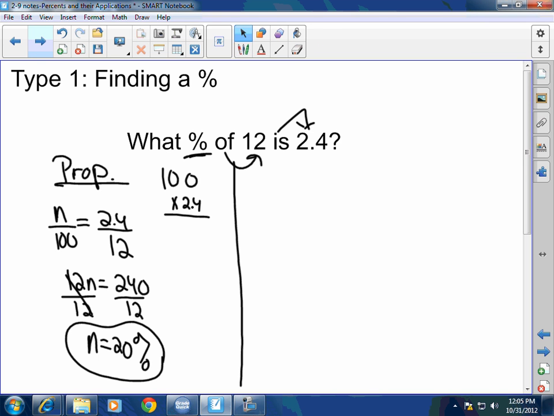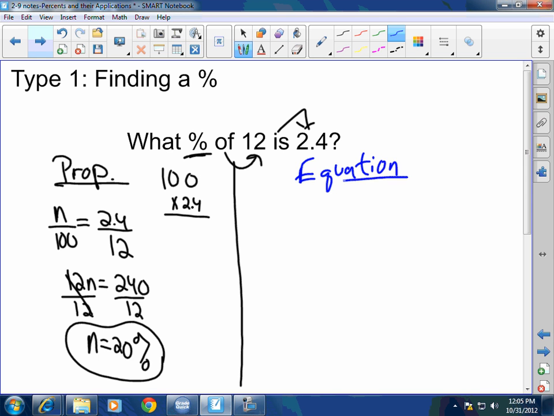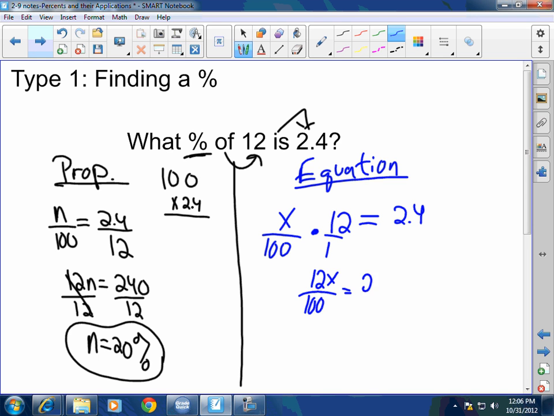Equation method. We'll do it in blue. Okay? You don't have to do it both ways, guys. You just got to choose one way that works for you. What percent? Well, we say when it's a what percent, we're going to represent it as x over 100. Of, that means times. 12 is, means equals 2.4. What's x over 100 times 12? Numerator times numerator, denominator times denominator, boys. 12x over 100 equals 2.4.